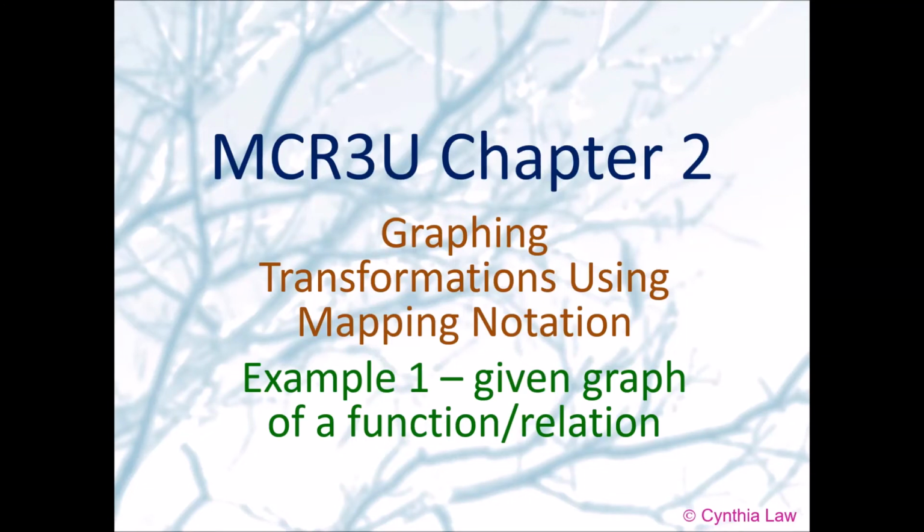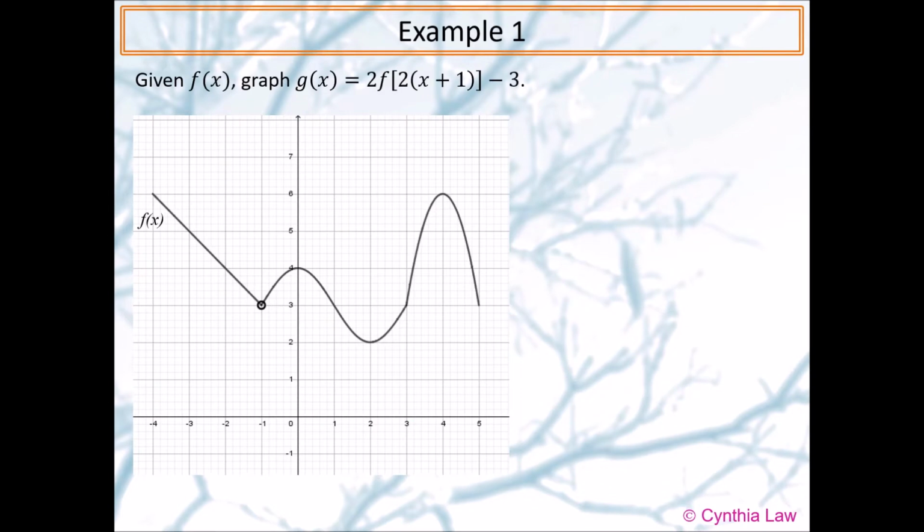Graphing transformations using mapping notation. Example 1. Given the graph of a function or relation f(x), graph g(x) = 2f[2(x + 1)] - 3.